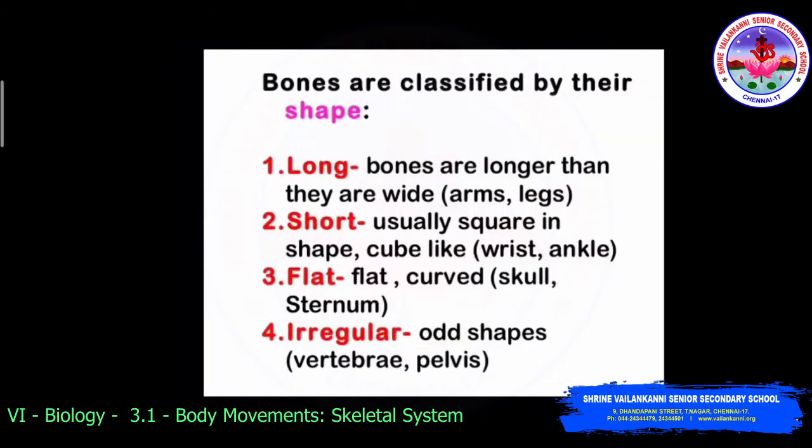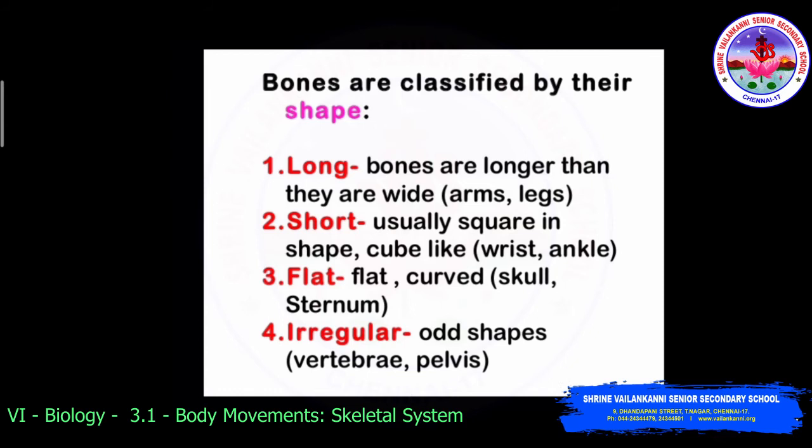So the bones are classified by their shape: long, short, flat, irregular. Long bones are longer than they are wide. The long bones are present in arms as well as legs. Short bones are usually square in shape, cube-like. Short bones are present in the wrist and ankle. Flat bone is flat in structure and has a curve. It is present in the skull and sternum.